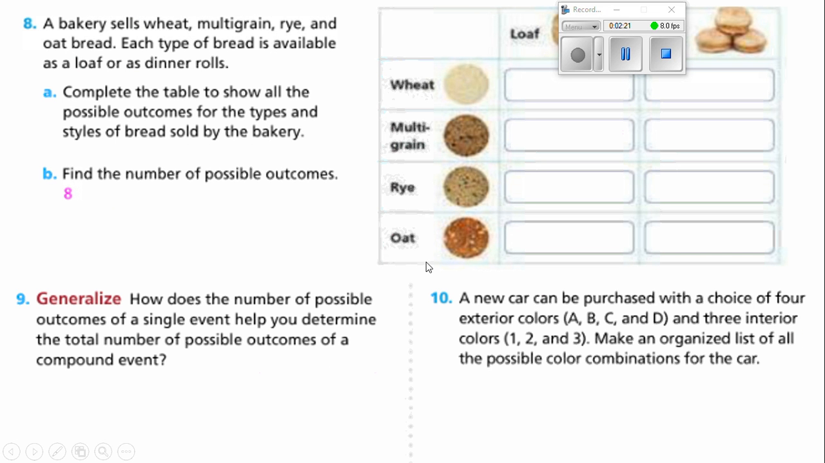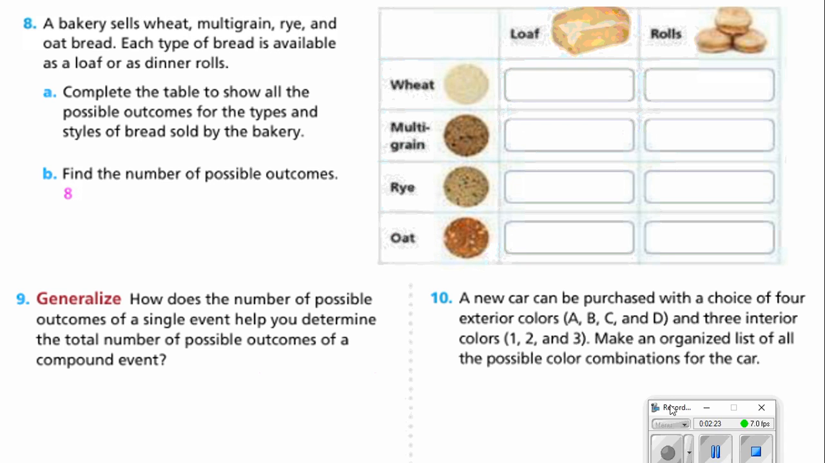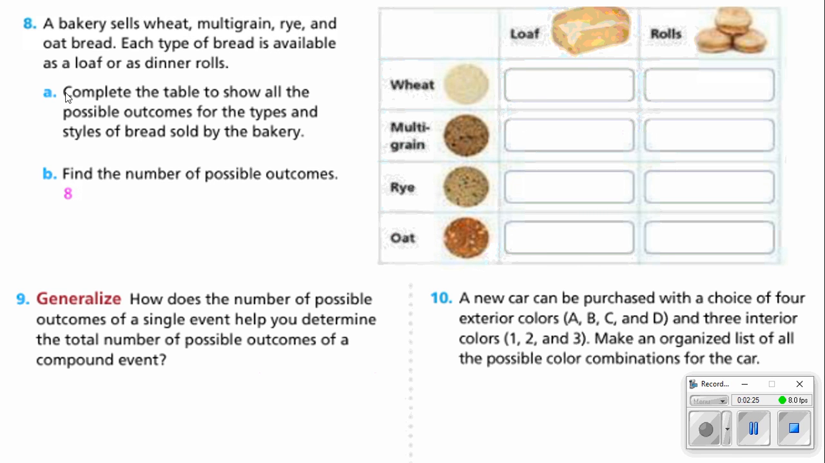combinations. Number 8 says a bakery sells wheat, multigrain, rye, and oat bread. That's 4 different types of bread. Each type of bread is available as a loaf or as dinner rolls. Please complete the table to show all of the possible outcomes for the type and styles of bread sold by the bakery.